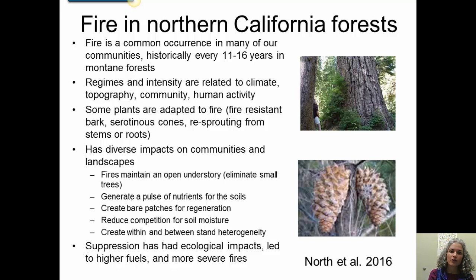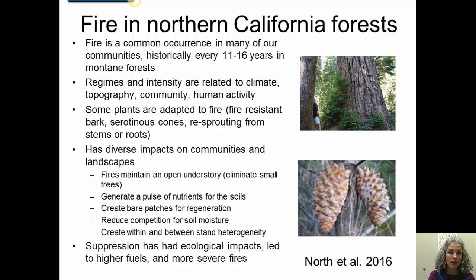11 to 16 years is an average, but of course the fire return interval and the intensity of fire is going to be heterogeneous within a community and within a landscape based on the climate, the topography, the community of plants that's already there. Some of them are highly flammable, some of them are going to be less flammable.